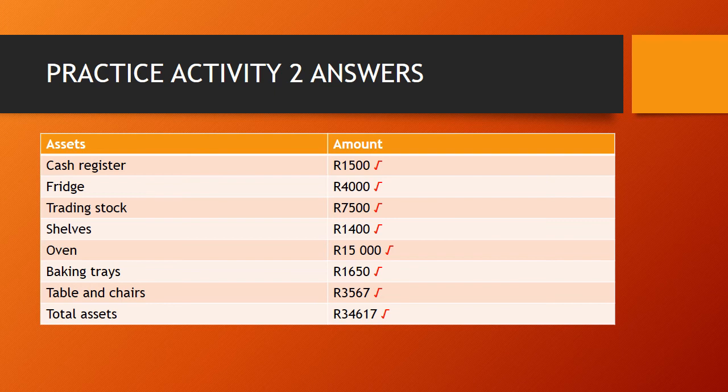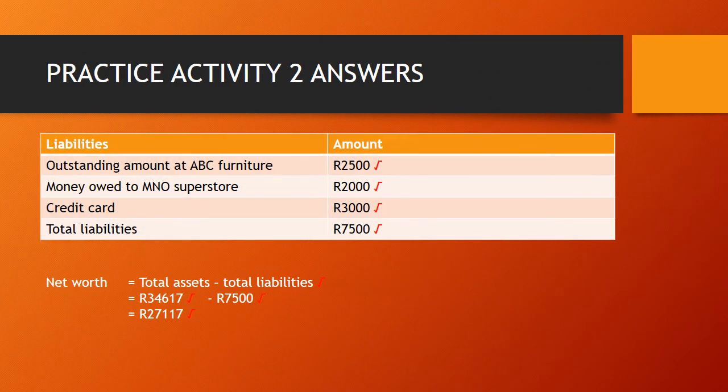When we add all of the amounts of our assets, the total that we get is 34,617. And now that we are done with our assets, we have our total asset amount, we move on to liabilities. Under liabilities, you should have the following: outstanding amount at ABC Furniture to the amount of 2,500, money owed to MNO Superstore to the amount of 2,000 rand, and lastly, credit card to the amount of 3,000 rand.